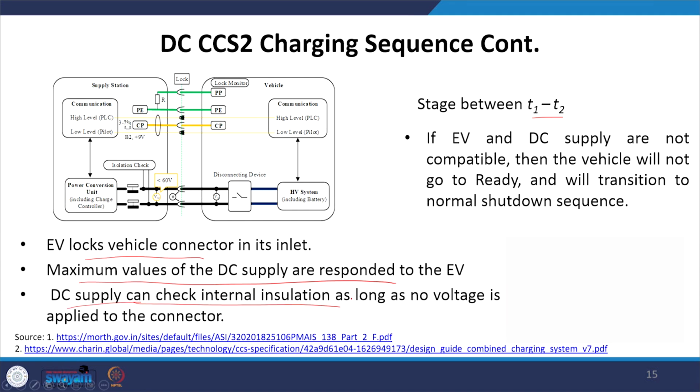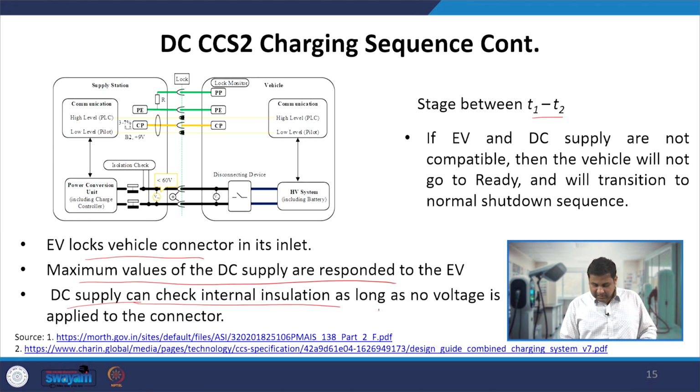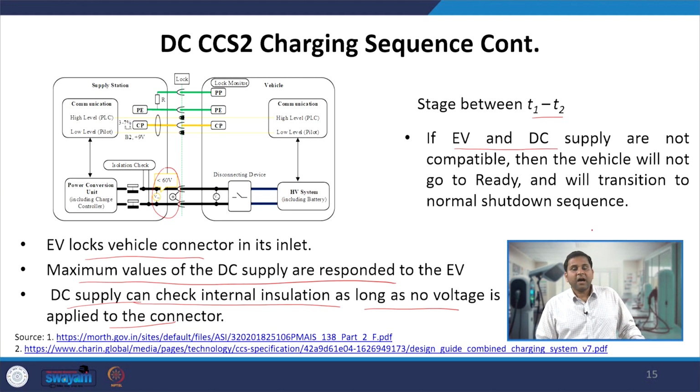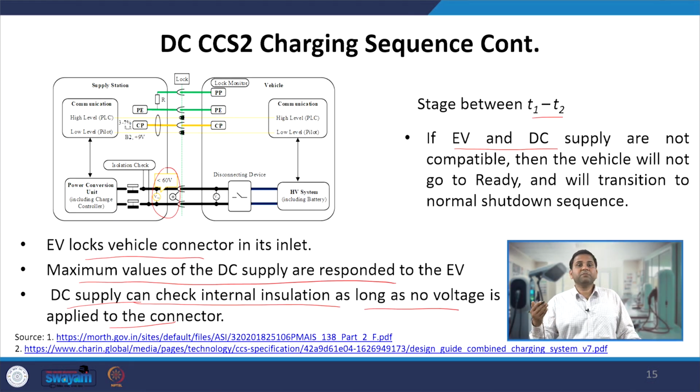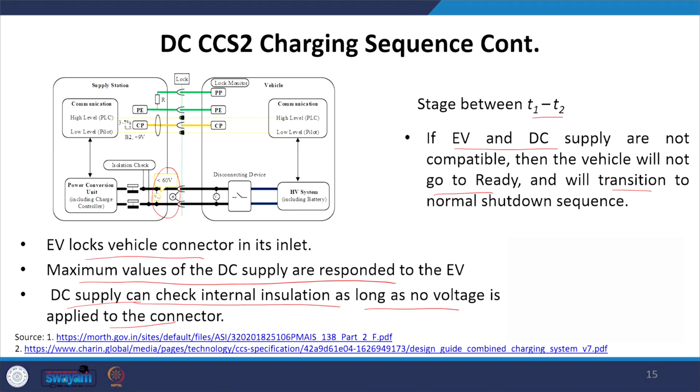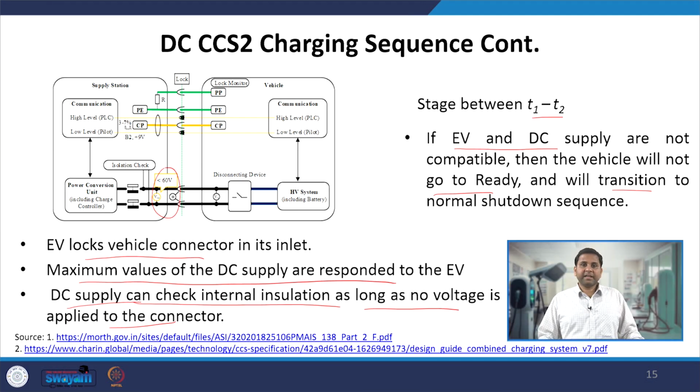Then the DC supply knows that it has to check the internal insulation between the DC plus and DC minus line, as long as no voltage is applied at the connector. That has to be done, and if the EV and DC supply are not compatible, there is a possibility that they cannot work with each other. Let us say the vehicle told the EVSE that the maximum voltage from the battery pack is 900 volt, and the EVSE cannot support that. That shows incompatibility, and the vehicle will not go into the ready state, and there will be a transition towards shutdown.